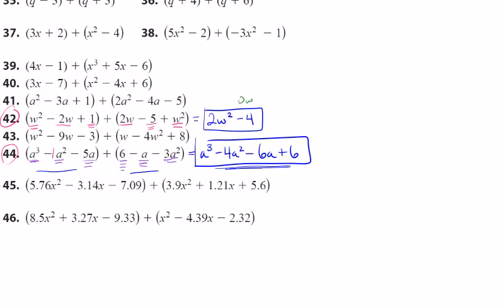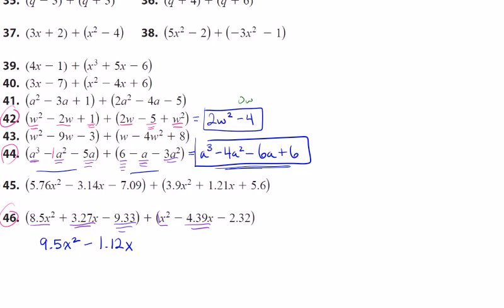All right, and last, number 46. So here we have decimals going on. Same thing though, combine like terms, right? So we have 8.5x squared plus 1x squared, right? Invisible 1 there. So that would be 9.5x squared. Then we have 3.27x plus negative 4.39x, which comes out to be negative 1.12x. All right.